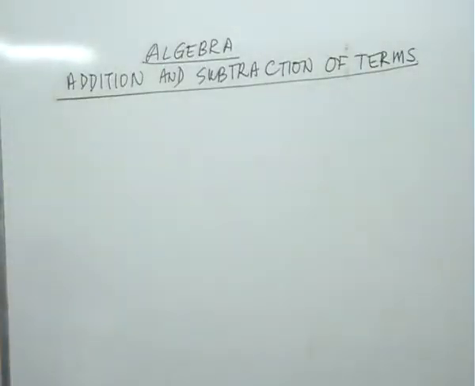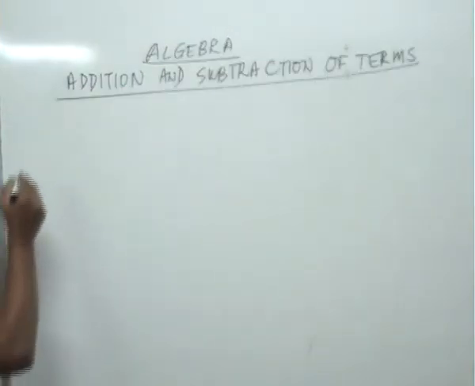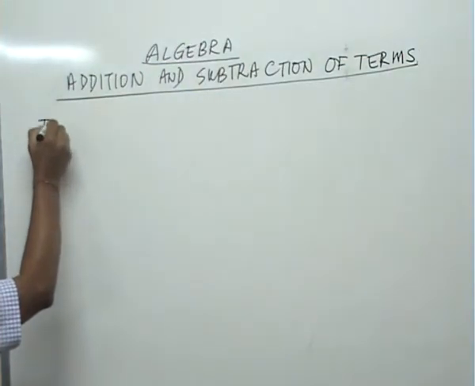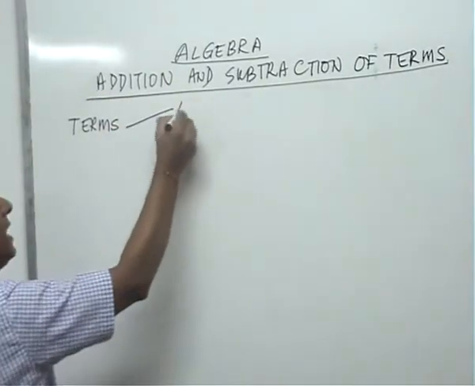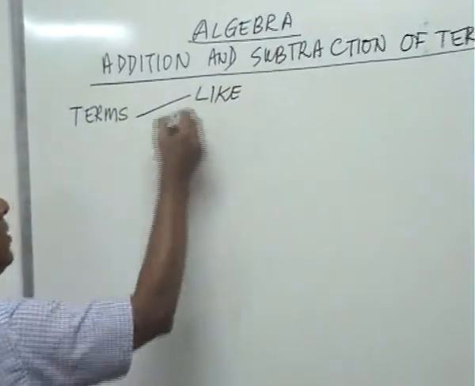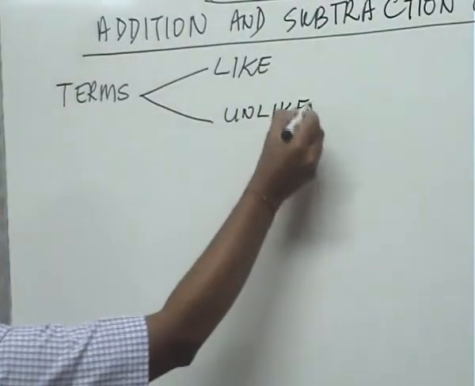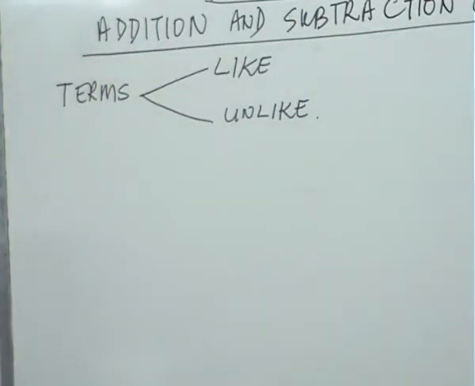Back to the basics of algebra. Now we want to do addition and subtraction of terms. Now when you want to add or subtract in algebra, you have to know a little more about terms. So we say terms can be either like or unlike. So there are basically two types of terms, like terms and unlike terms.